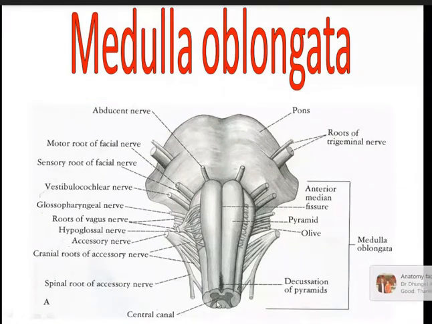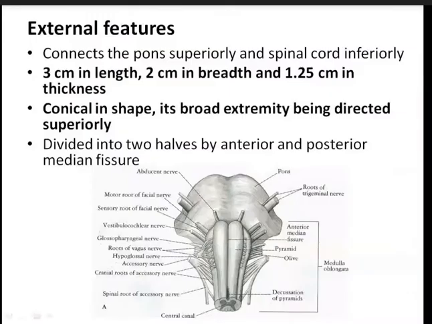So this is the section of the spinal cord, and this area is the medulla oblongata, and this one is the pons, and this is the pontomedullary junction. Some nerves are emerging here, and these are the pyramids, and this is the anterolateral sulcus, and this one is the olive, and this one is the posterolateral sulcus. So these are the external features of the medulla oblongata.